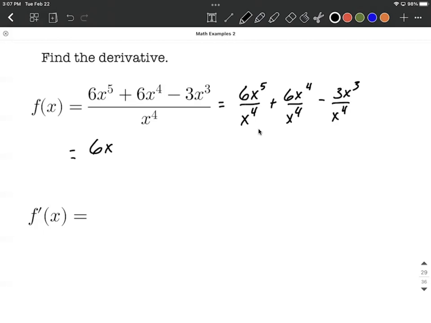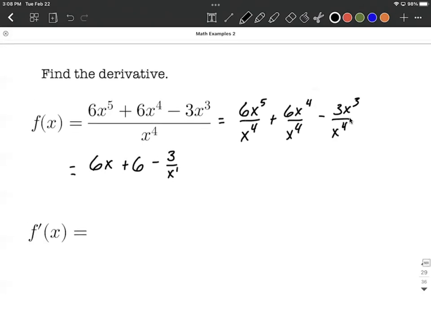The next fraction, we have x to the fourth over x to the fourth. So that makes a 1. So we'll just be left with 6 in that case. And then finally, we have 3 is going to be up in the numerator. But we have more x's in the denominator, and we have 1 extra. So that'll be x to the first power still left in the denominator.